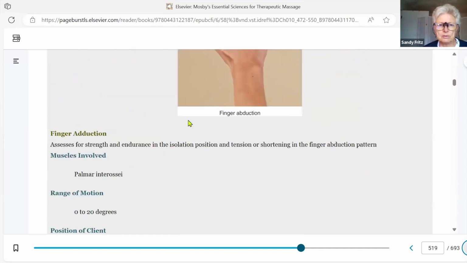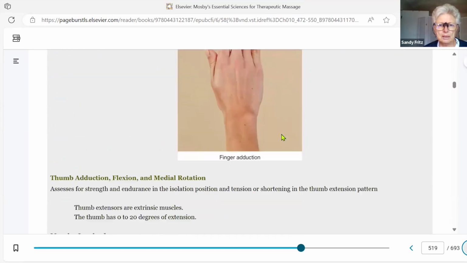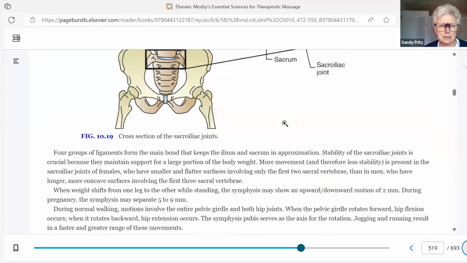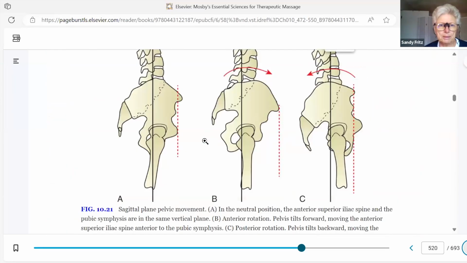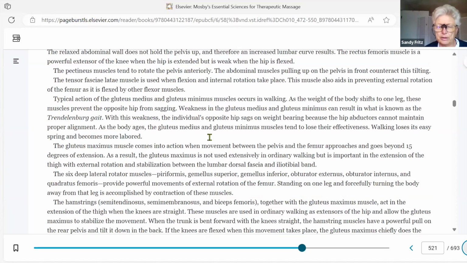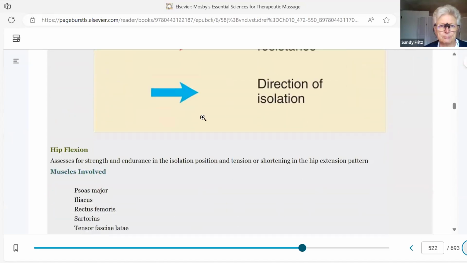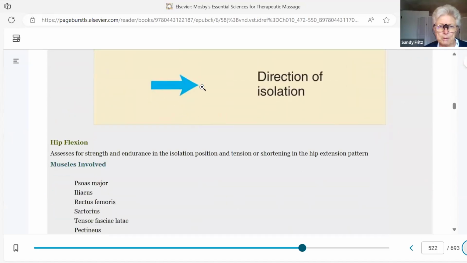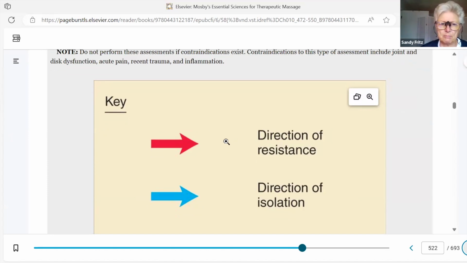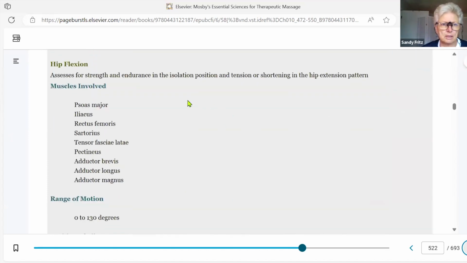So here we go, just continuing on. And now we're into the hip. Here's your narrative. So remember, the blue arrow is telling you how to position it, and the red arrow is telling you how to push it out of that position for a muscle test. Here are all the muscles that are involved in hip flexion.